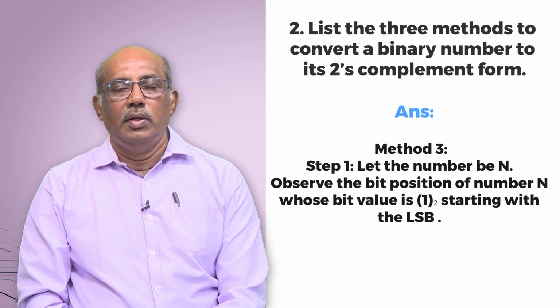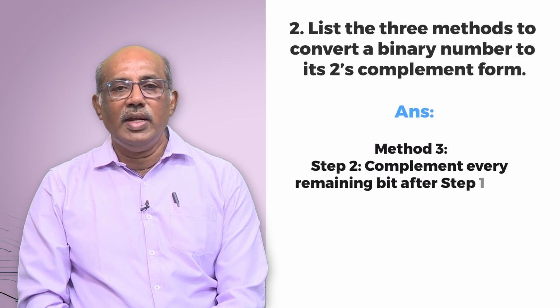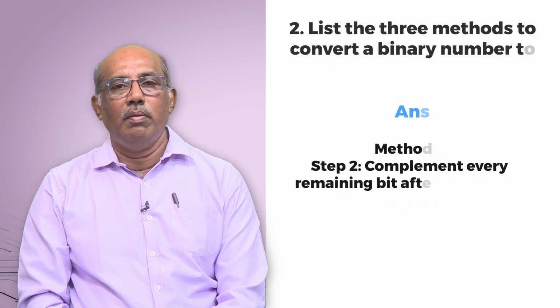That means, starting with the least significant bit, you have to observe which bit value is equal to 1. Once you observe that bit value equals 1, the second step is to complement every remaining bit after you observe the bit number 1, up to the most significant bit. That means, if you have got the bit 1, then after that bit 1 you have to complement every remaining bit. This process you should continue up to the most significant bit.